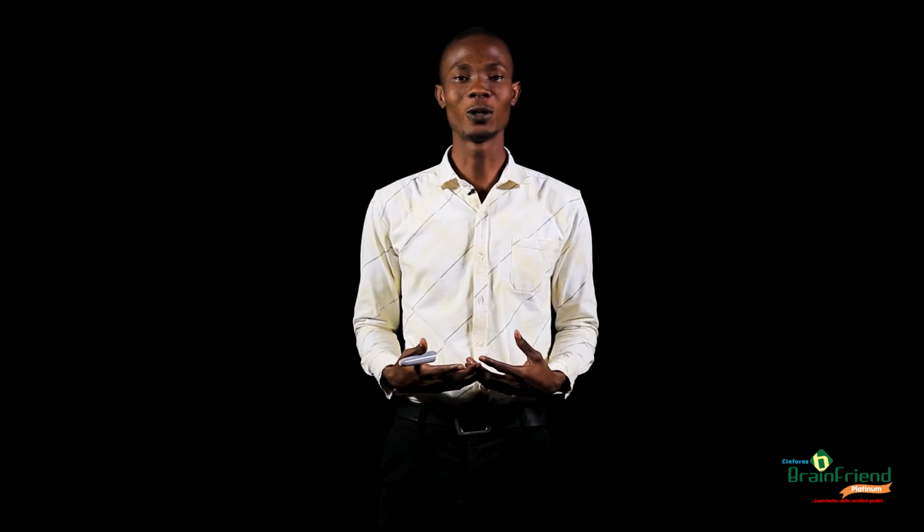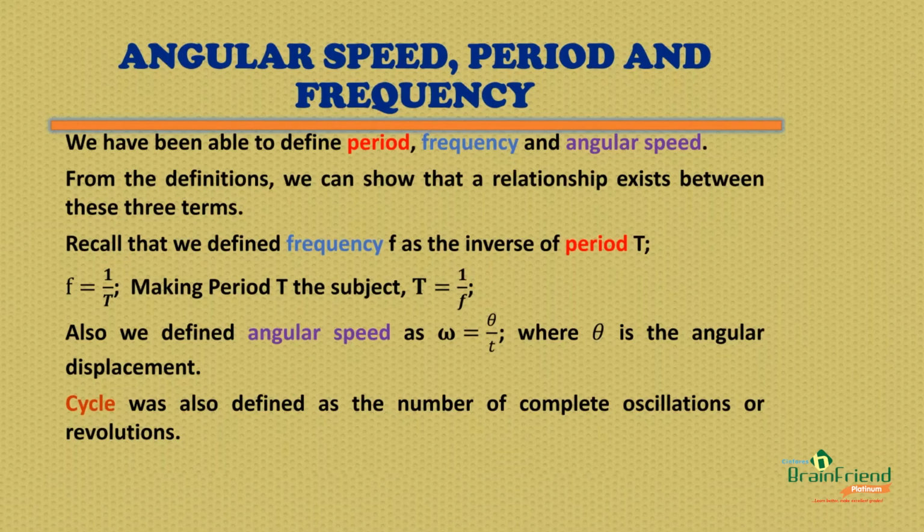Having described the terms associated with simple harmonic motion, let's go on to show the relationship between period, frequency, and angular velocity, which are some of the terms that have just been explained. Recall from our definition that frequency f is the inverse of period T. Therefore, f is equal to 1 over capital T. Making period T the subject, we have T is equal to 1 over f. So period and frequency are the inverse of themselves. Also, we define angular speed as omega equal to theta over t, where theta is the angular displacement. Please, let's take note of this expression. We'll be needing it later as we proceed.